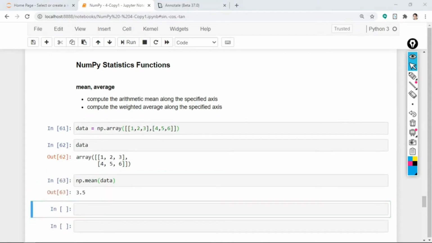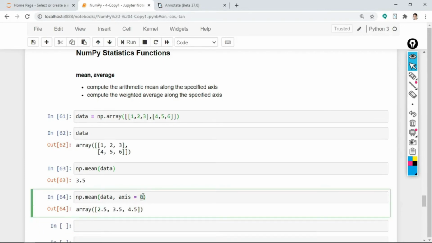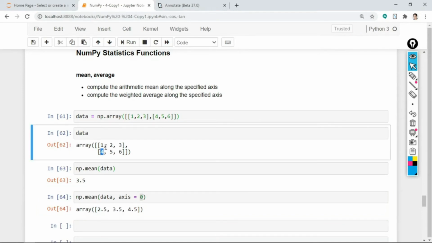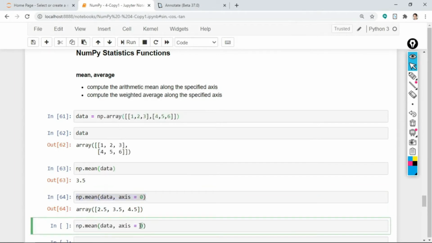It's 3.5. Again, you can specify a specific axis. For example, np.mean of the data with axis 0. It just means that we're averaging by column. 4 plus 1 is 5, divided by 2 is 2.5. If you want to find the average by row, remember that is axis 1.